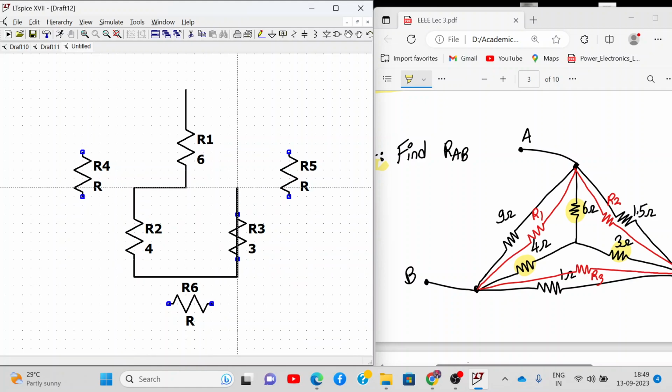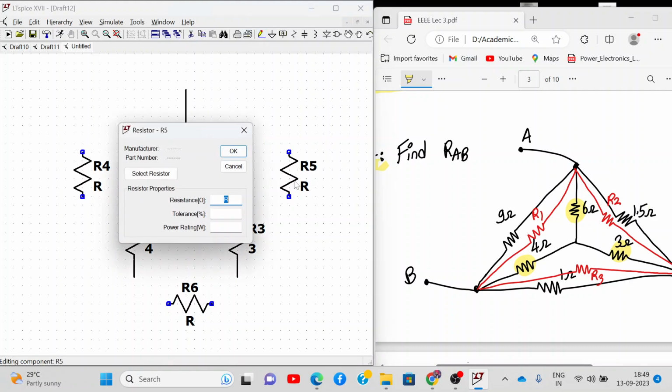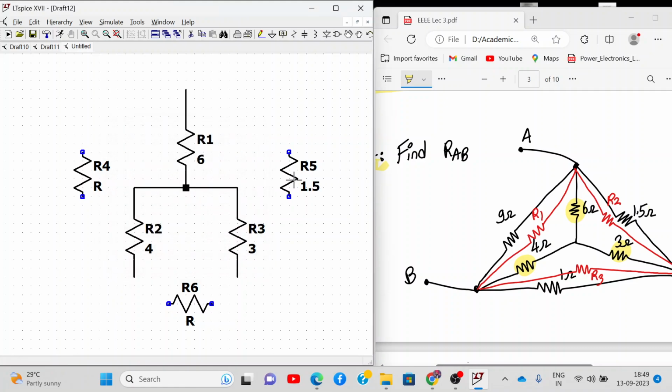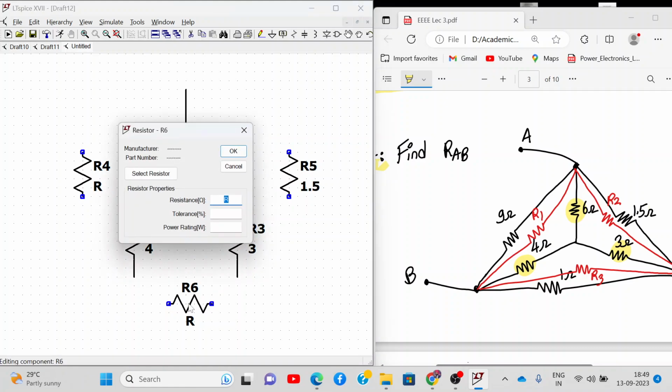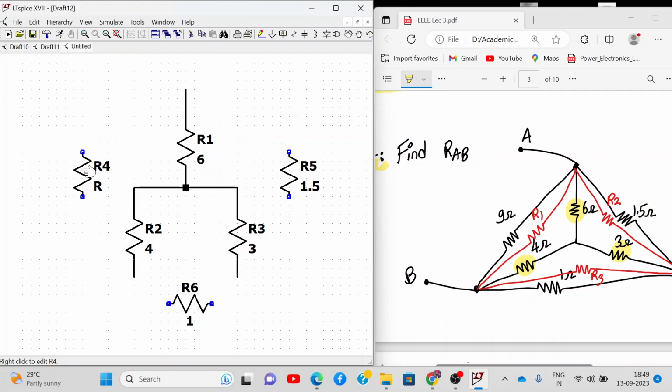So these are my internal resistances. This is my inner network R1. This is 6 ohm, 4 ohm, and 3 ohm. Okay, got it? They are not connected like this. They are unequal. Now here let me also give the value over here. This is 1.5 ohm, this value will be 1 ohm, and this value will be 9 ohm.